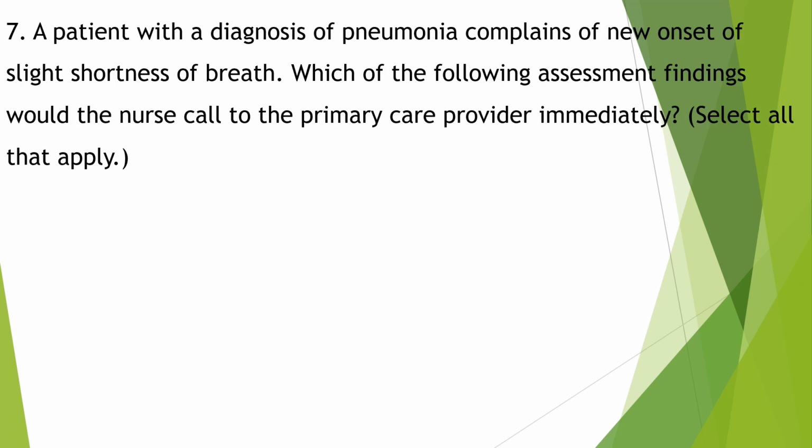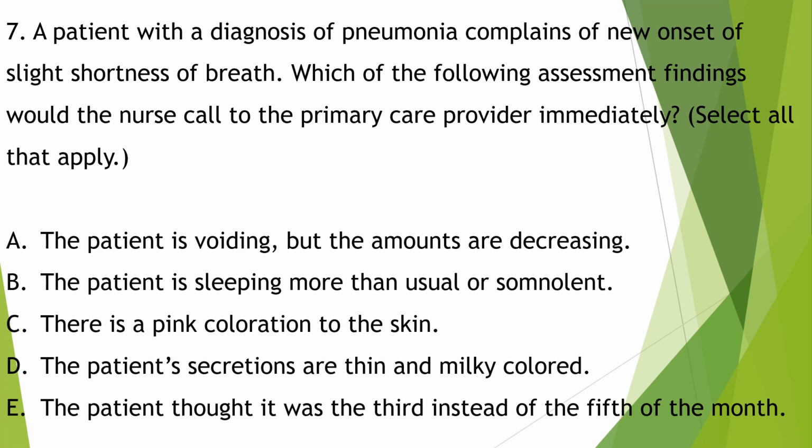A patient with a diagnosis of pneumonia complains of new onset of slight shortness of breath. Which of the following assessment findings would the nurse call to the primary care provider immediately? Select all that apply. The patient is voiding but the amount is decreased. The patient is sleeping more than usual or somnolent. There is a pink coloration to the skin. The patient's secretions are thin and milky colored. The patient thought it was the 3rd instead of the 5th of the month.